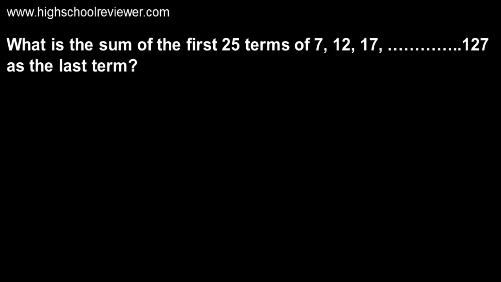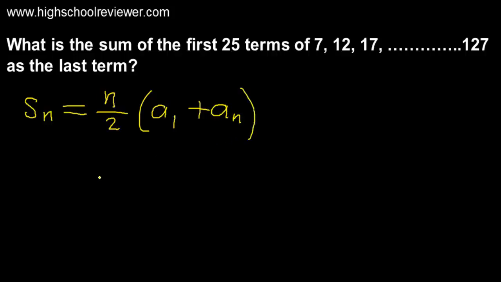What is the sum of the first 25 terms of positive 7, positive 12, positive 17, and positive 127 as the last term? So the formula to get the sum of the arithmetic sequence is S sub n equals n divided by 2 multiplied by the sum of the first term, which is a sub 1, plus the last term, or a sub n.